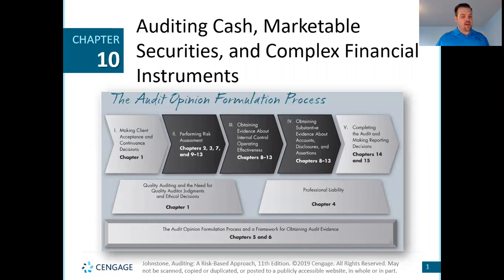Chapter 10 is about auditing cash, marketable securities, and complex financial instruments. Cash almost always is about the first thing as a brand new auditor that you happen to audit, just because it's one of the more straightforward things, and generally doing things like bank reconciliations are something I usually stick to the newest auditor with. So if you are planning on going into auditing, it's likely something that you will see day one of your first audit as far as the substantive procedures go.